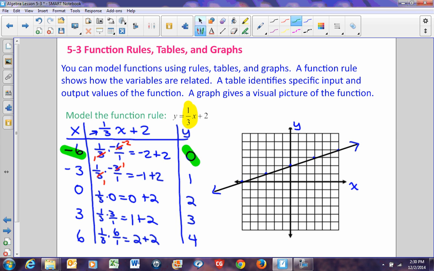My label of my graph is the equation right here. So I will label this y equals 1/3 x plus 2. Please don't circle this and draw an arrow. Literally label your line. So we have our table of values, we have our graph, and we already had our function.